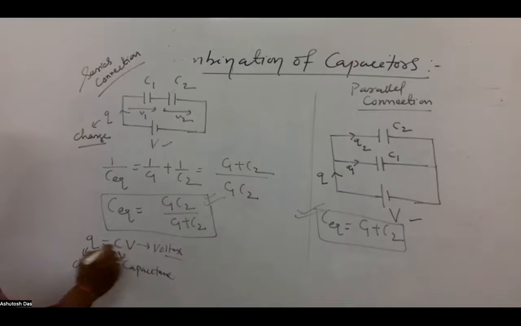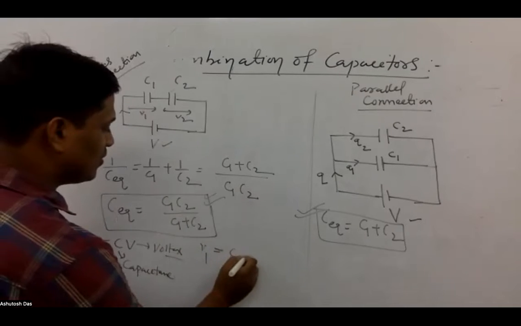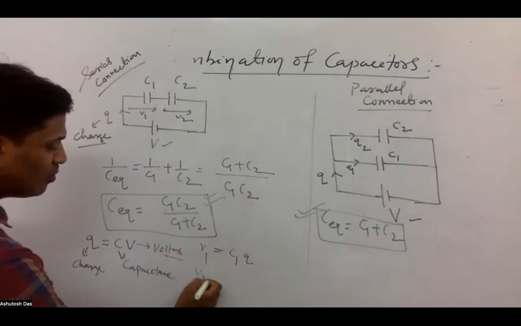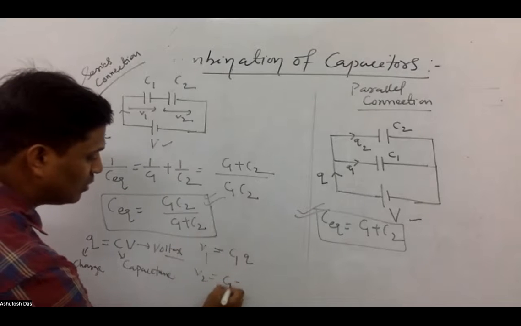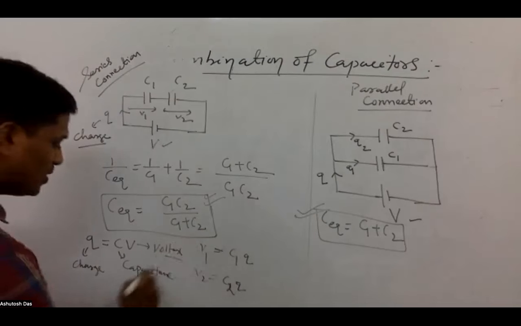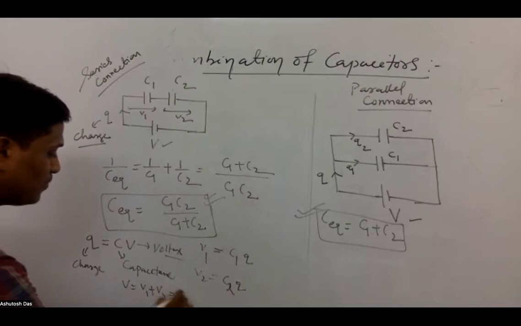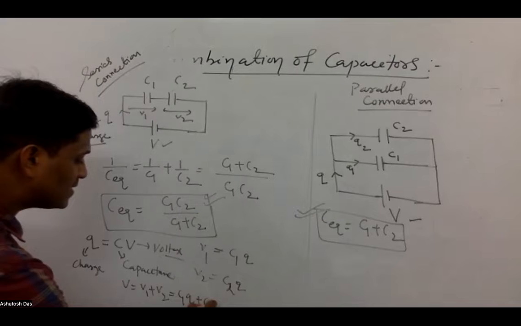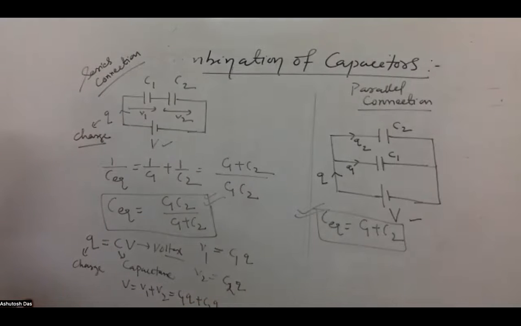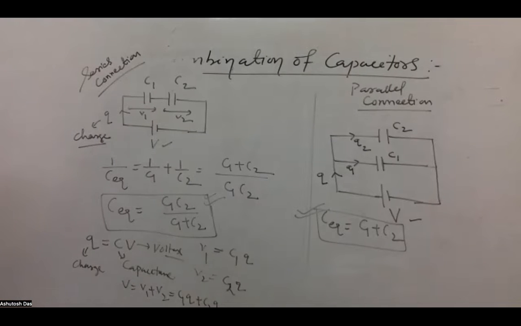If I'm asking here the voltage drop, students, V1 is going to be how much? Sir, C1 into Q, correct. V2 is going to be how much? C2 into Q, because the same charge is flowing. So total voltage is how much, students? See here, total voltage V is equal to V1 plus V2. That means C1Q plus C2Q. Yes or no? Because the total voltage V is equal to V1 plus V2. Getting my point or not?